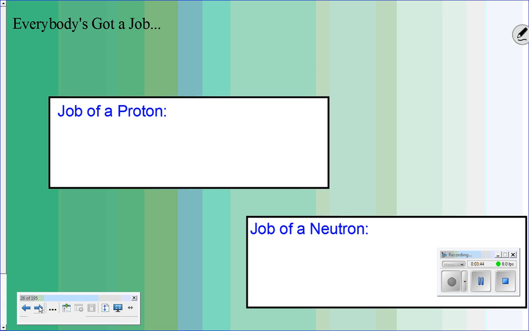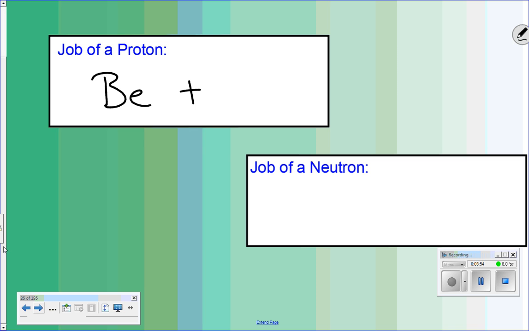So everybody's got a job. If you're a proton, your job is being positive. By being positive, you can attract electrons. You help hold the atom together. The job of a neutron is being neutral. The neutron is able to buffer some of the positive charge between all the protons and prevent some of that repulsion. There's a little more to it than that, but that's essentially its job.